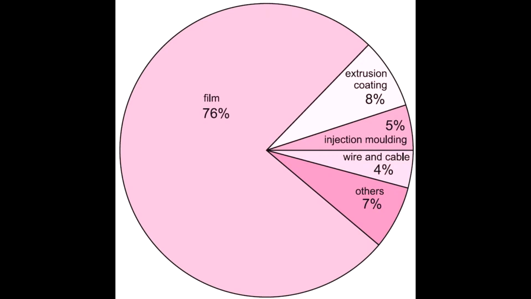This means that it is flexible and described as amorphous. LDPE is majorly used in the making of film, but is also used in extrusion coating, injection molding, wires and cables, and other day-to-day objects.